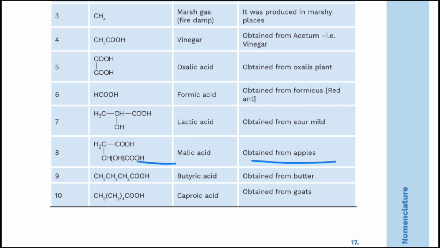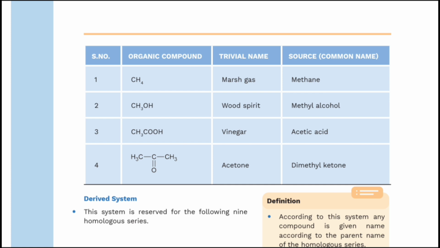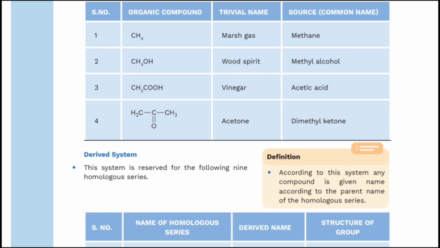Remember these structures as well. This is butyric acid, obtained from butter. This is caproic acid, obtained from goat. These are some very important organic compounds which you might see in most of the questions in the exam.